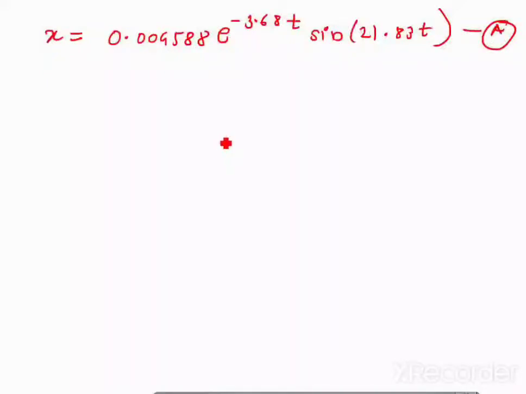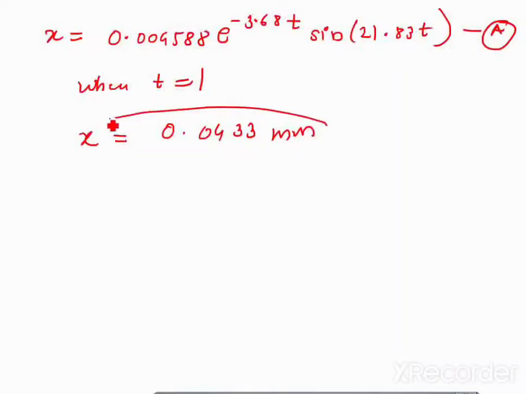Now if this is the output equation for the displacement, when t is equal to 1, after putting t equal to 1 you will get the magnitude of x. So put t equal to 1. After calculating, I am getting 0.0433 mm. This I am getting, right?